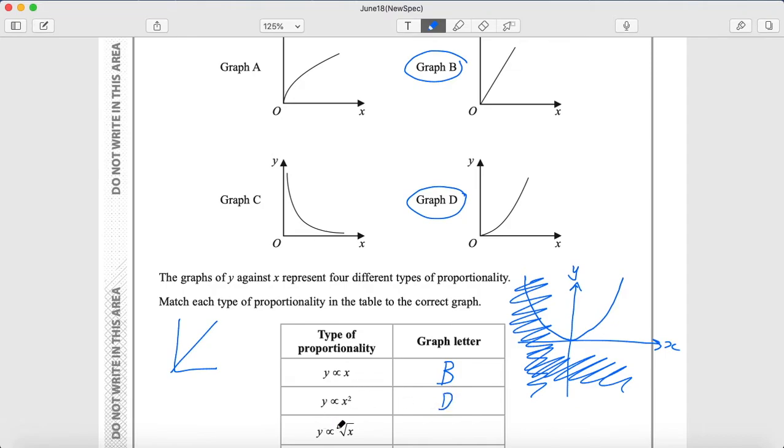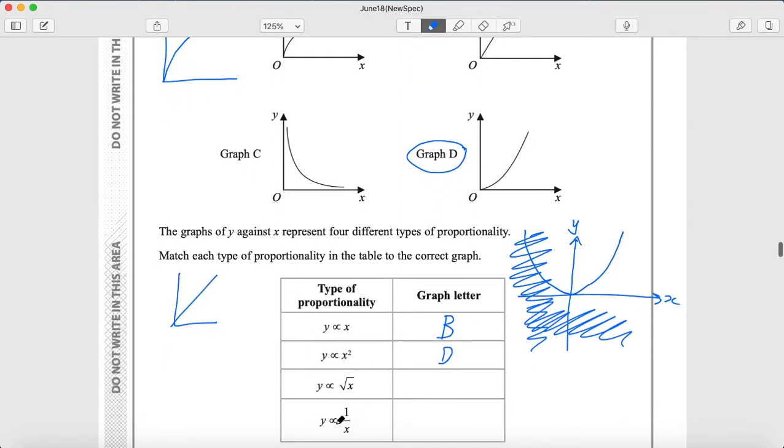Y is directly proportional to the square root of x. This one, I can't give you much more advice other than just remember it looks like that shape. Alternatively, we've narrowed it down to these last two.